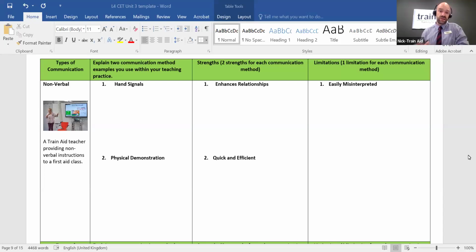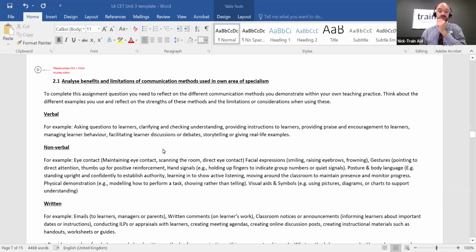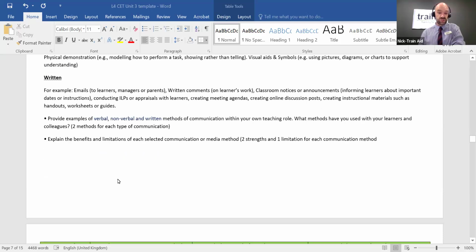So for this assignment question, as we know, we need to think about two examples of non-verbal. You can, of course, use any from the list. You need to explain how you use them within your teaching practice, the strengths of these methods, and the limitations as well. So two strengths and one limitation.